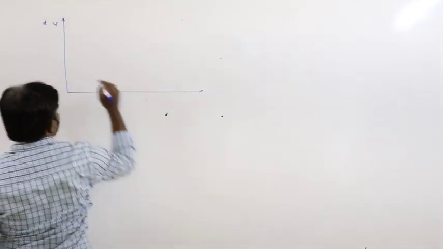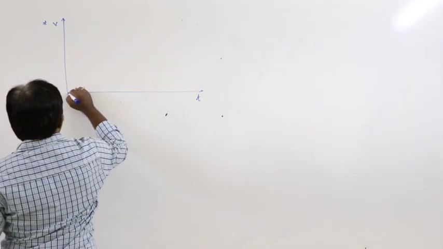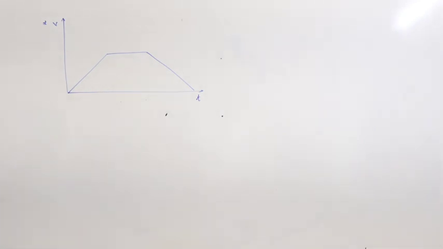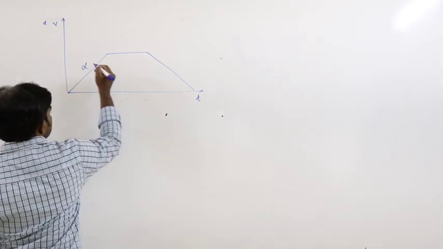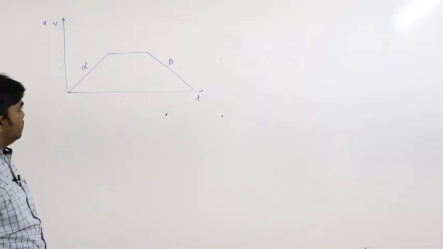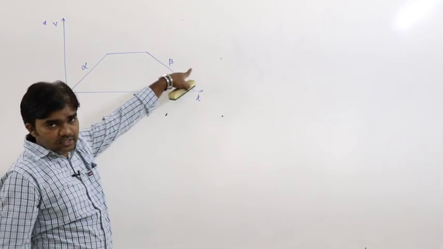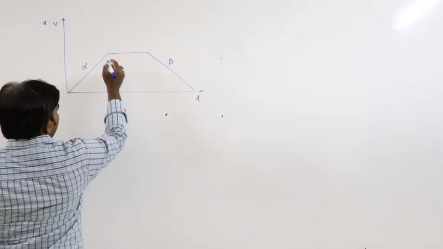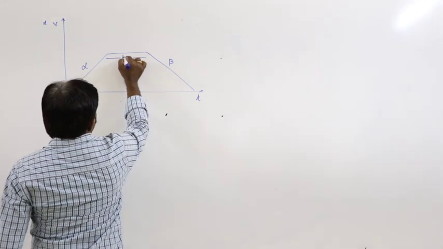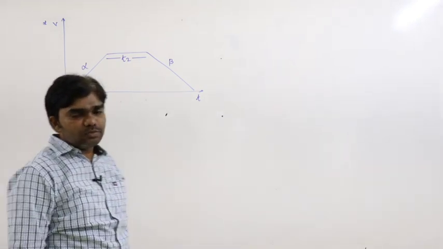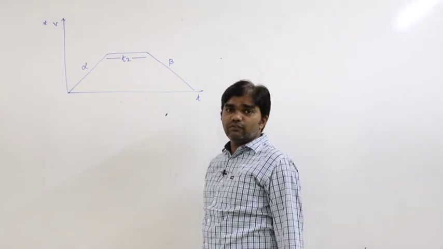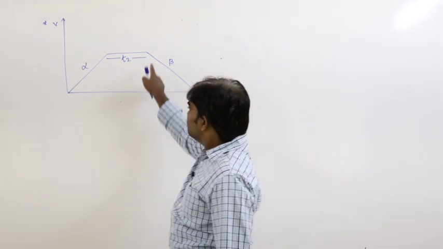so this is velocity time graph and the shape of the graph will be like this. So this is acceleration alpha and this is retardation beta. And here for the small time t2, the body travels with uniform velocity. Now find out this displacement.